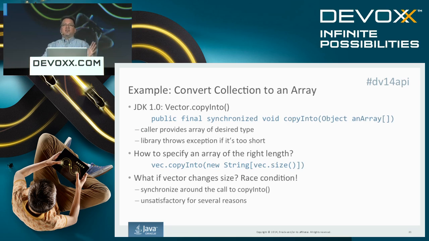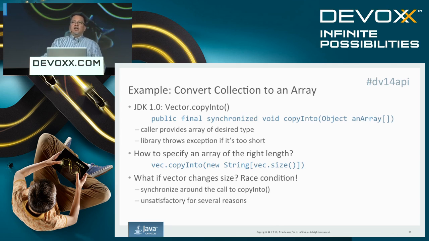So let's rewind all the way back to JDK 1.0 and the vector class. This is the way to do this using vector, which is copyInto, and it takes an array as the parameter. Now, there's some weird things about this. First, the library is not creating the array here. It relies on the caller to create the array. So the caller creates the array using the desired element type. Okay, that's fine. But the client has to get the length of the array right.